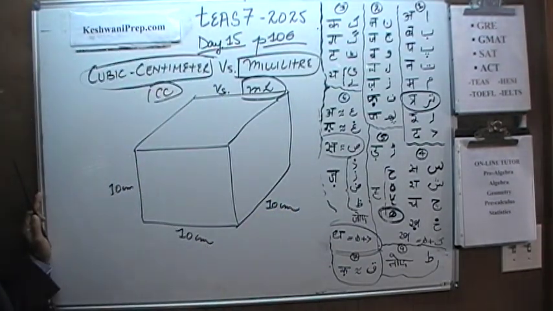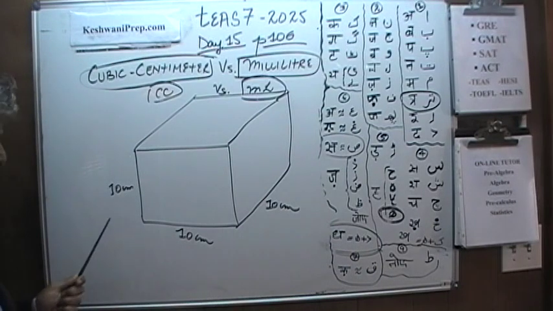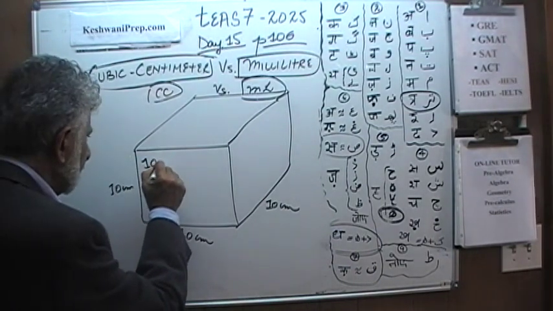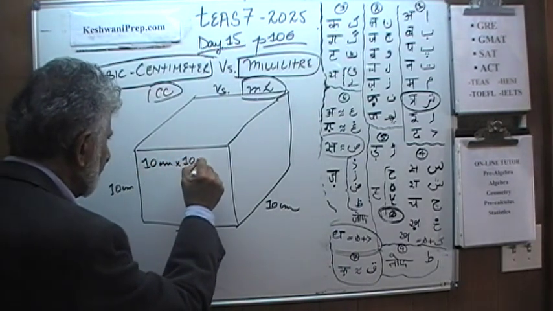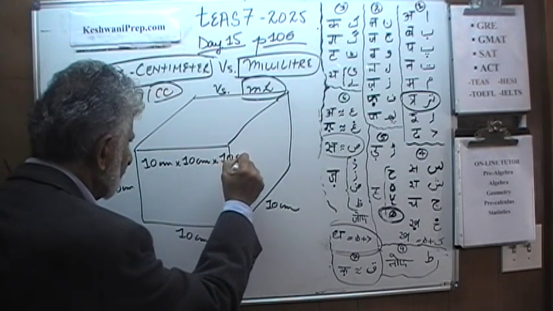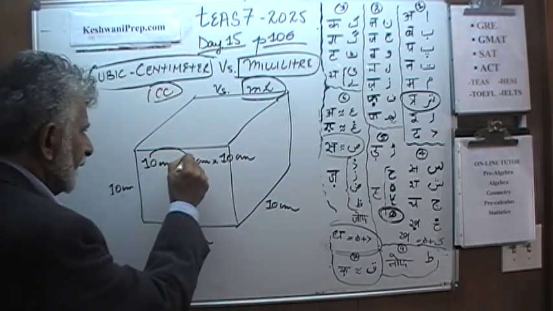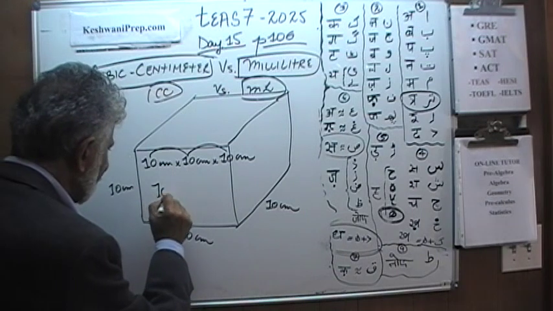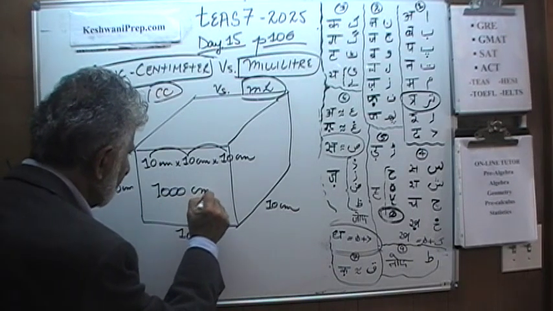Are you with me so far? What's the volume of this thing? The volume of this thing is going to be 10 centimeter times 10 centimeter times 10 centimeter. 10 times 10 is 100, 100 times 10 is 1000, so it's 1000 centimeter cube.